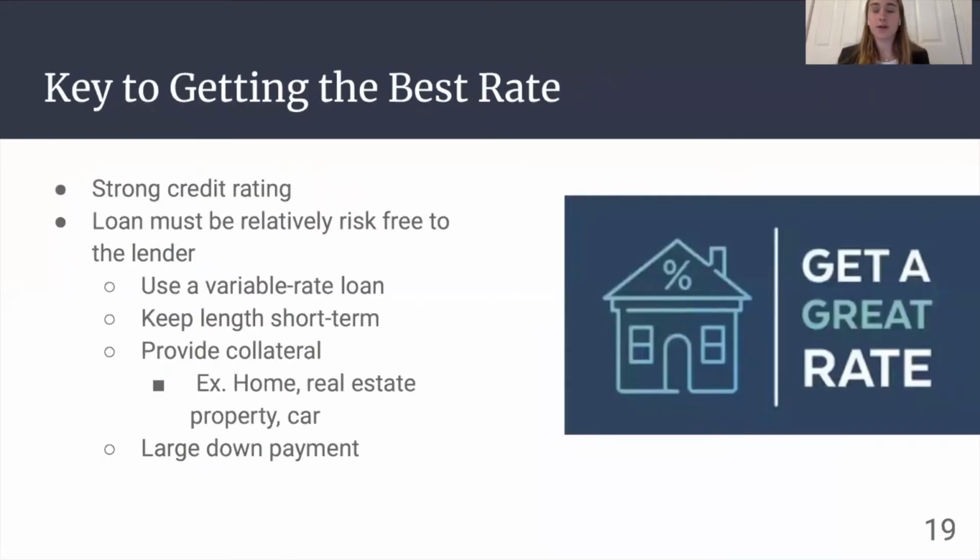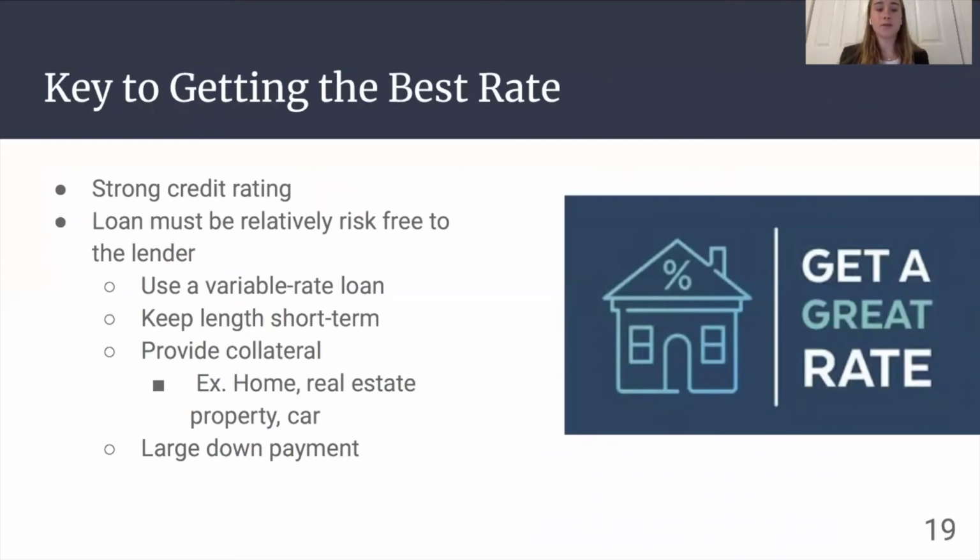Key to getting the best rate, you want to have a strong credit rating, and the loan must be relatively risk-free to the lender. You want to use a variable rate loan because with these rates, if it increases, you're the only one that suffers and not the lender. And they're going to charge you a rate based on the market if it is going up or down. But if you cannot afford an increase in rates, then you should not go with a variable rate loan.